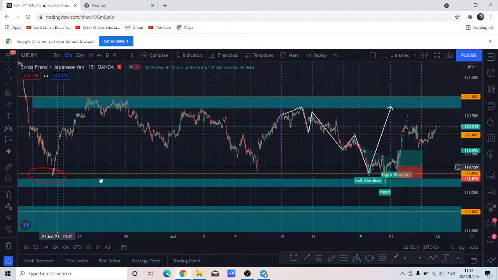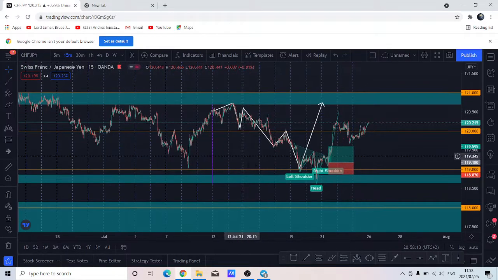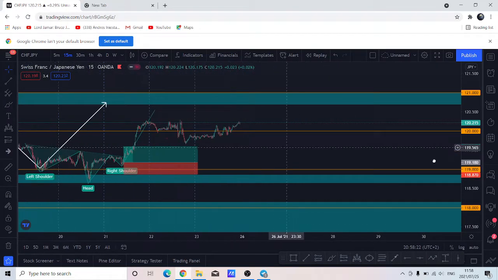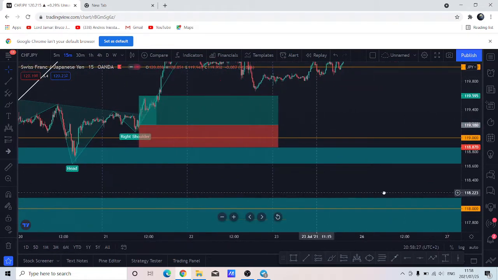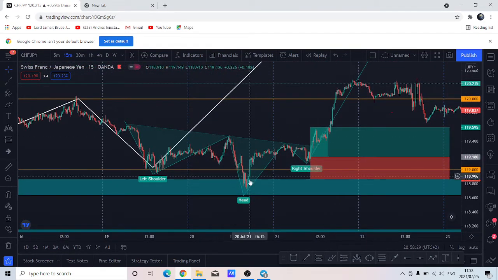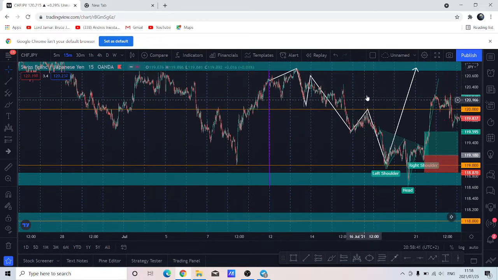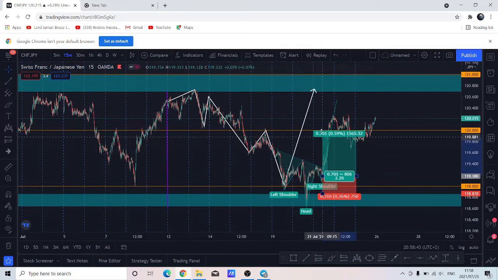Came to respect our support zone, and this support zone was also lining up with this round number, 119,000, and then below we had a very strong support. The market came here, tapped into a support, and then went up, and then there was a confirmation with our head and shoulder pattern. So this trade went well in our favor.